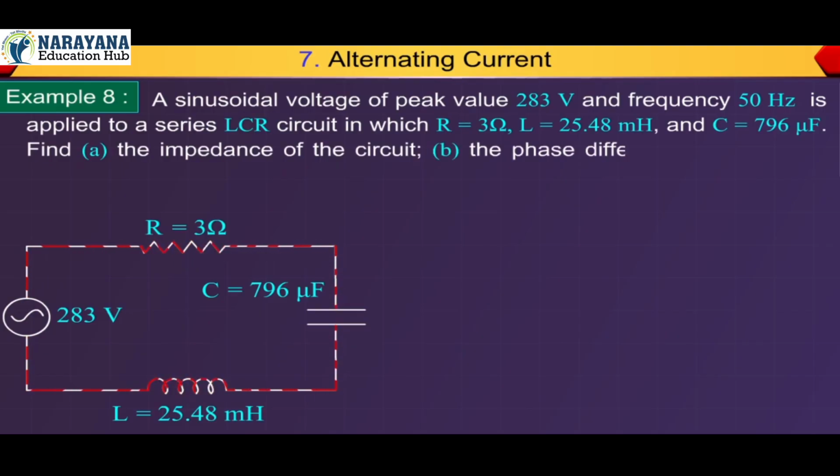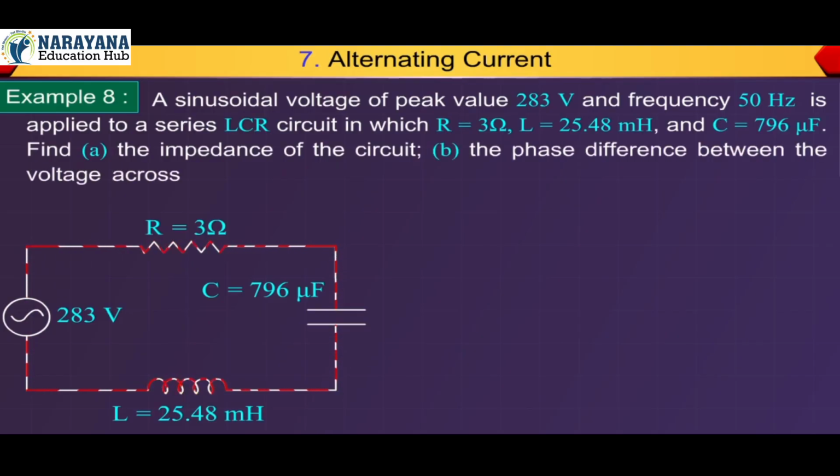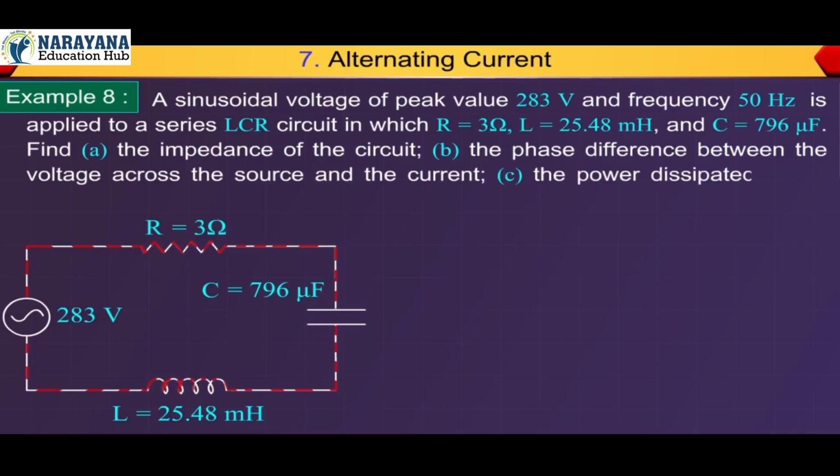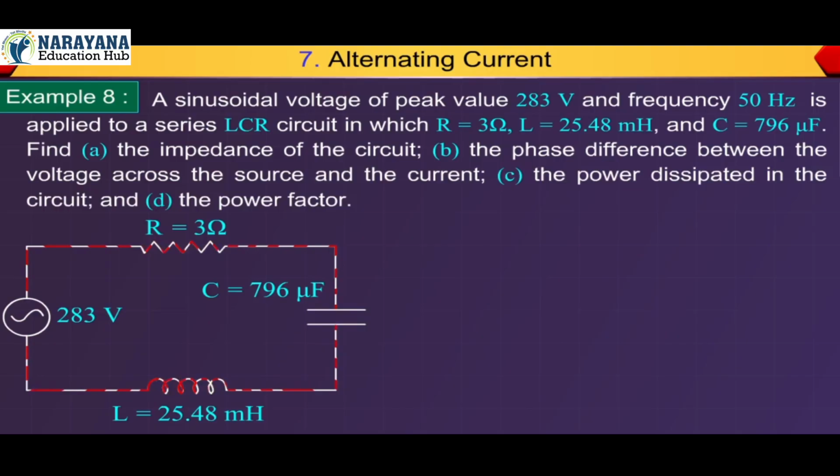B. The phase difference between the voltage across the source and the current. C. The power dissipated in the circuit. And D. The power factor.